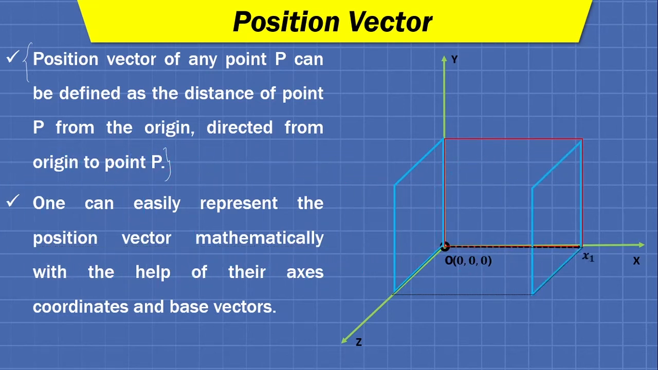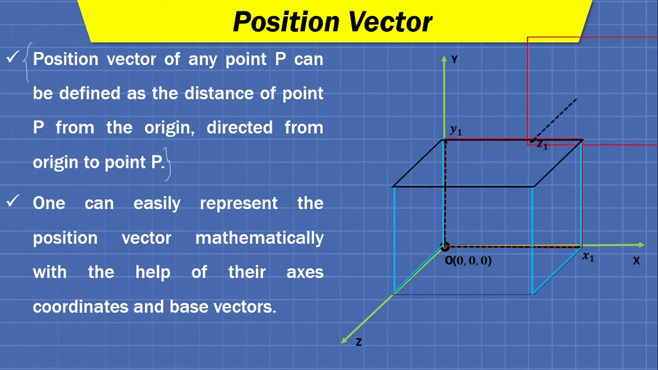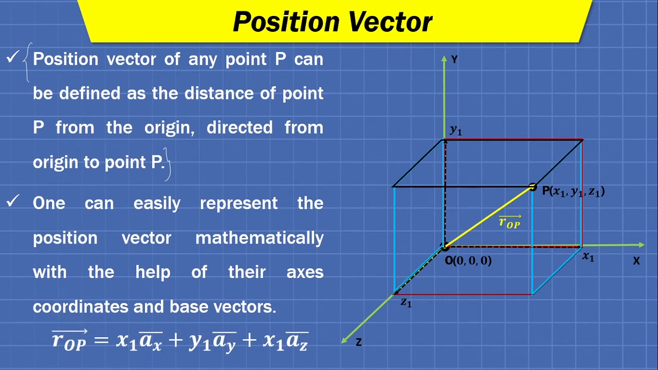Now, the same way that we have moved the surfaces along the x, y and z direction, in such a way we will complete a parallelepiped, and the point P will be the upper corner of the parallelepiped, and if we connect the origin with the point P, then R_OP bar will be the position vector of point P. Now we can represent this position vector by R_OP bar equals x1, that is the x coordinate of point P, multiplied by ax bar, which shows the x direction, plus y1, which is the y coordinate of point P, multiplied by ay bar, which shows the y direction, plus z1 multiplied by az bar.